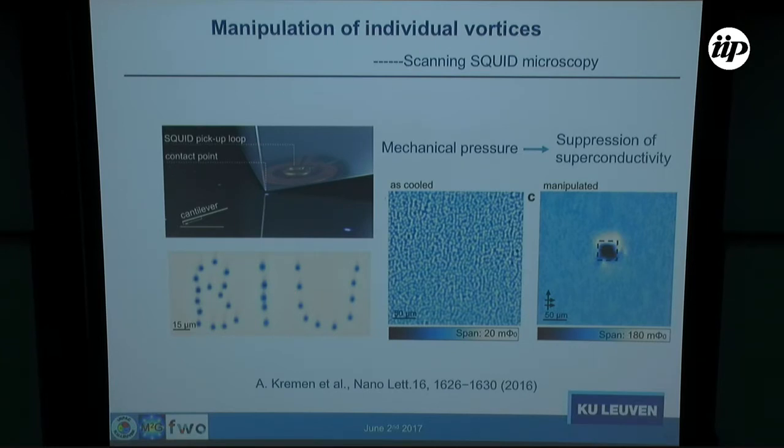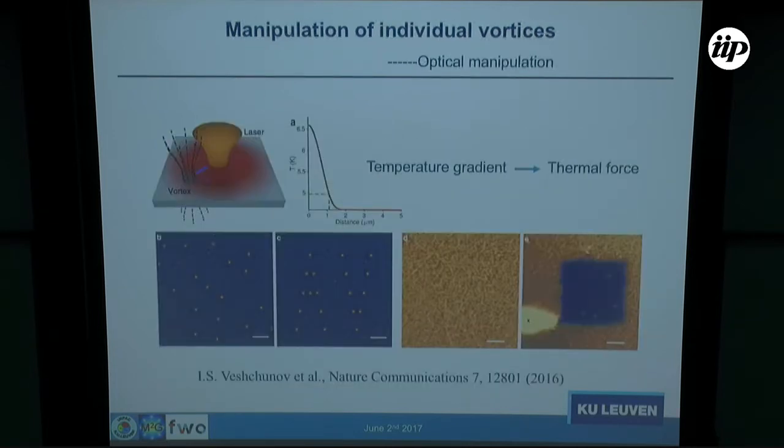Recently, there's another interesting report about using a laser to manipulate the vortices. What they did is use a focused laser beam to locally heat up the superconductor, where they can generate a gradient distribution of temperature, where you see at the center of this laser spot, it reaches the highest temperature and then it decreases.